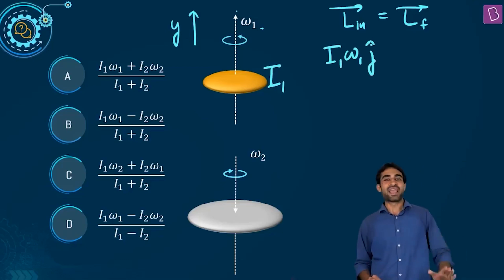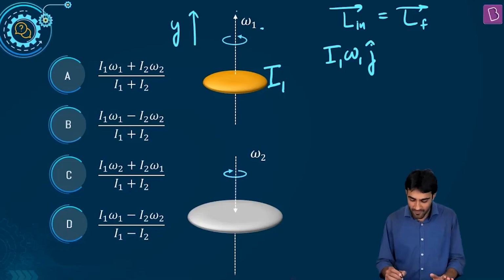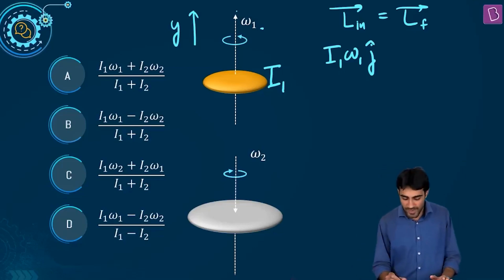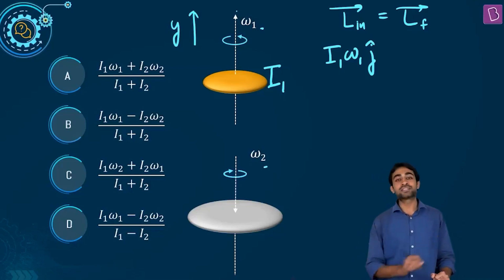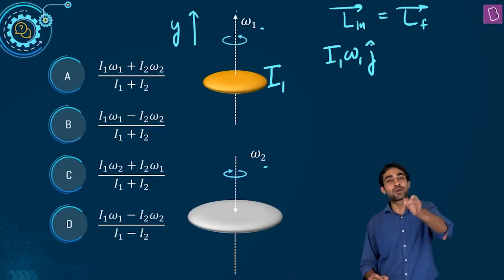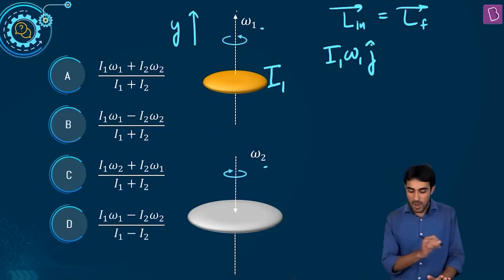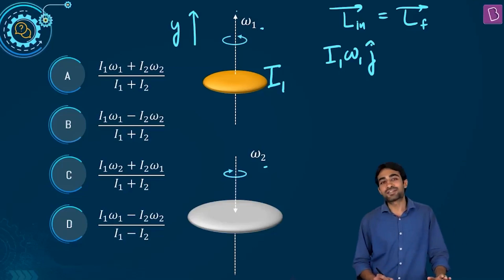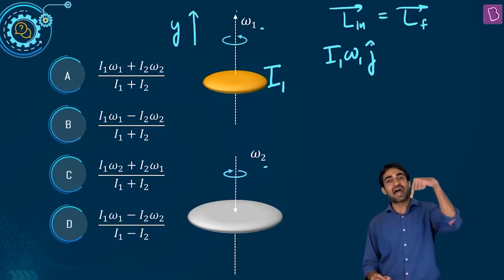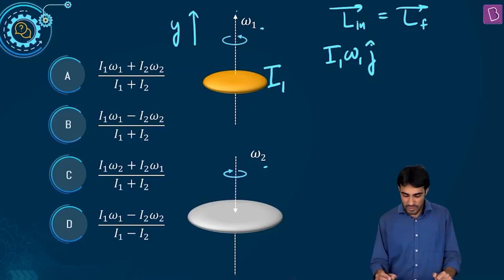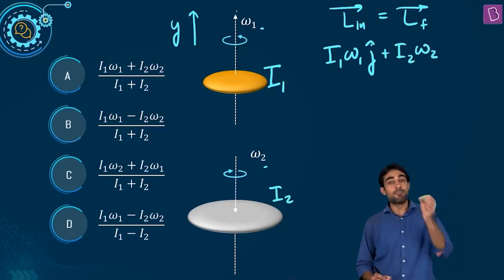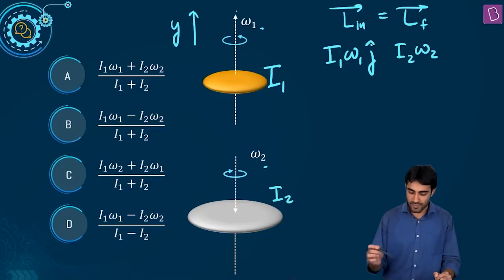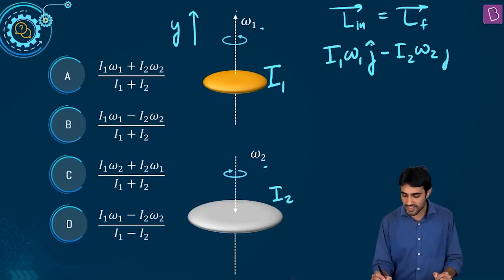Now let's look at the initial angular momentum of the white disk. This omega2, as you can see, is in clockwise manner. The other one was anti-clockwise and this one is clockwise. Now, what is the direction of omega2? You will say it is directly downward. Yes. So we have the initial angular momentum as I2 times omega2 and we have minus j cap.